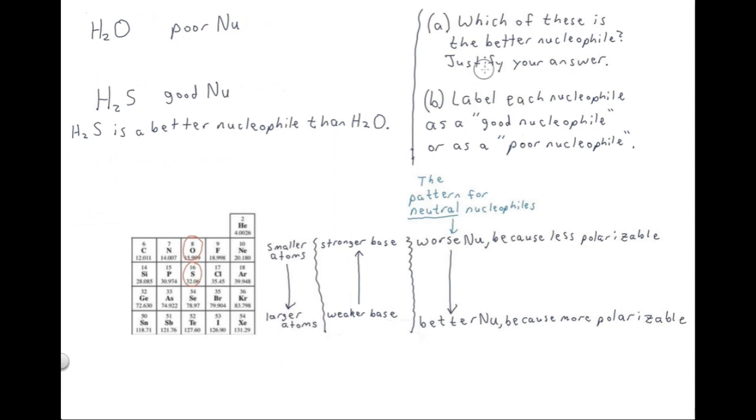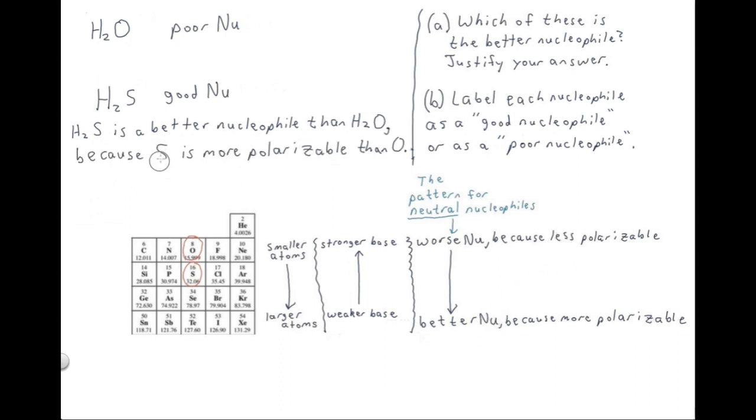Now, why? What's the justification? Why does nucleophile ability improve for neutral nucleophiles when we move down a column? Well, it's because when you move down a column, the atoms get larger, and larger atoms are more polarizable. And more polarizable atoms are better nucleophiles.